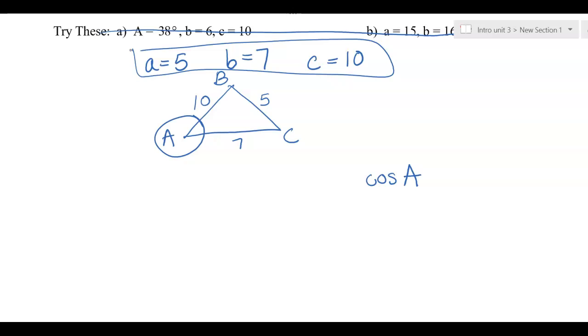So I want to use the formula that uses A since I'm trying to find angle A. And so if you guys look back at that law of cosines, that means the side across from A is over here by itself. And then B and C are what we plug in here.